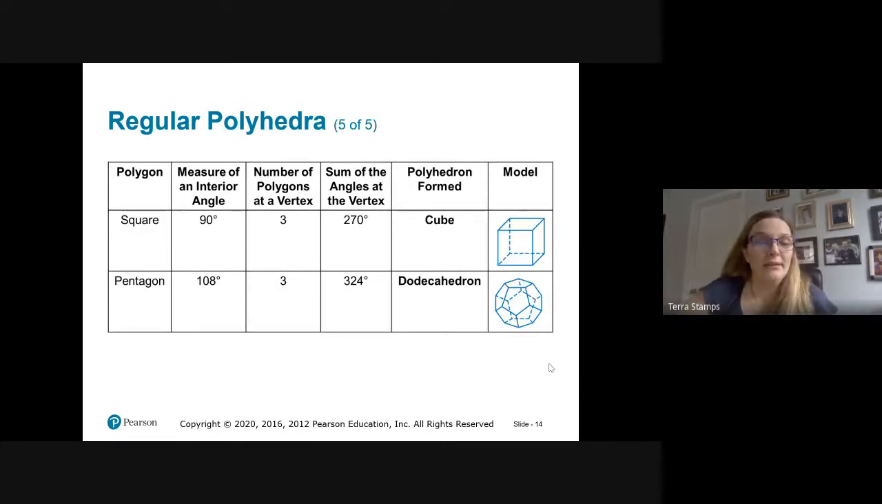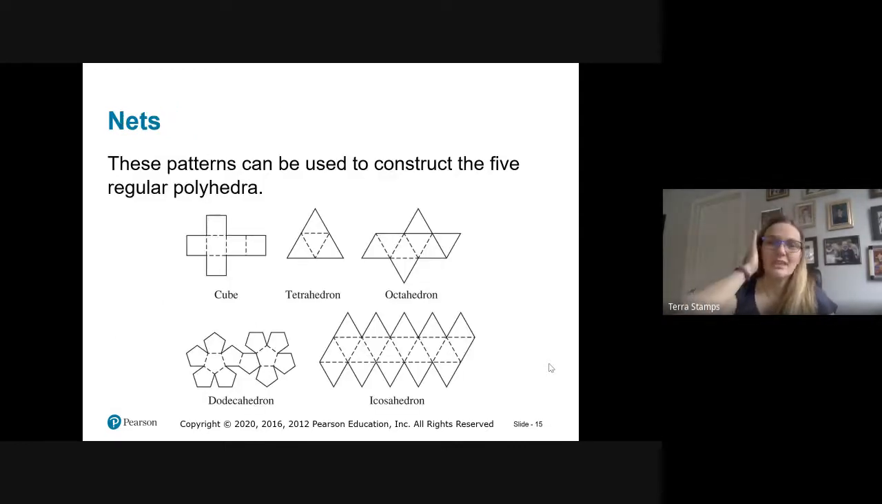For the cube, the squares make up the shape, and then for the dodecahedron, it was a bunch of pentagons. Now, if you wanted to construct those regular polyhedra in a normal classroom setting, that would be an activity that I give to you guys to do. It's actually pretty cool to do with kids as well.